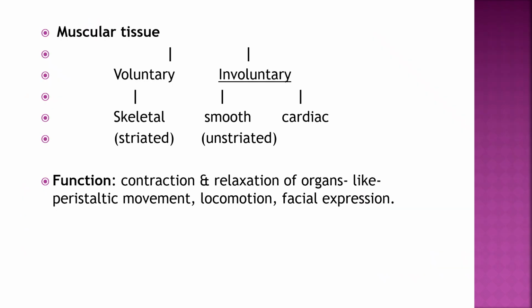Fourth is muscular tissue. So it is of three types: skeletal muscles, which connect to the bones, so it's called skeletal muscles. The function is movement of the body. Then smooth muscles, which are present inside the organs, so movement of the organs, and cardiac muscles, which are present in heart, so movement of the heart like systole and diastole. So systole is contraction of the heart, and diastole is relaxation of the heart.